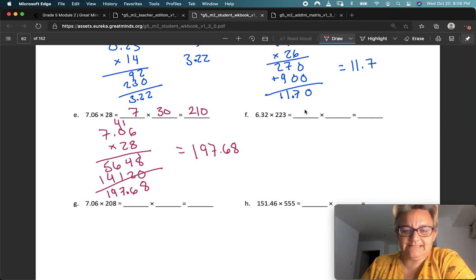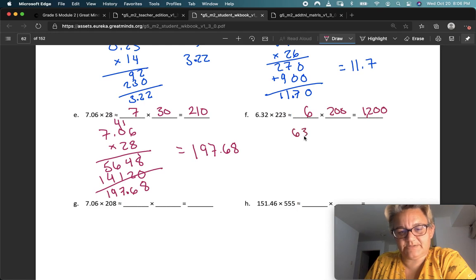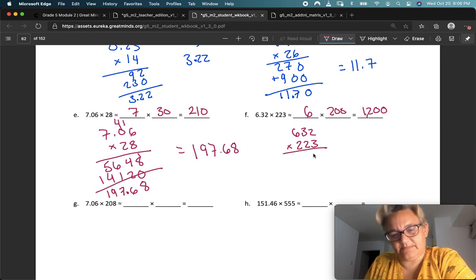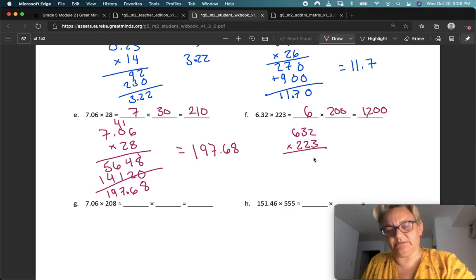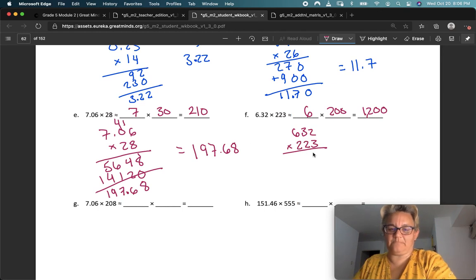Next one. Okay, let's call this one 6. And this one we'll just call 200, which would give us 1,200 as an estimate. 632 times 223 is, I'm going to draw smaller here, because I don't have as much space and there's 3 digits.